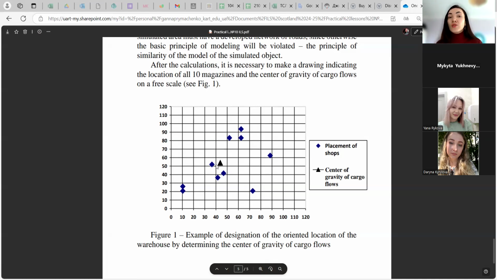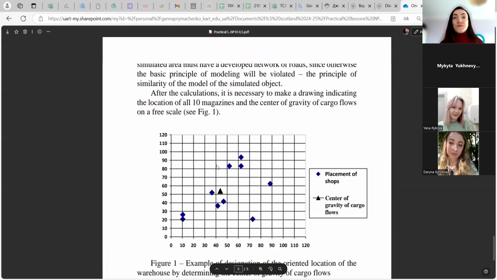And the triangle shows us where the center of gravity of cargo flows is. It is the best place for our warehouse, but if some geographic locations can't be useful for us, we find somewhere around this point where we can locate our warehouse or our distribution center in our tasks today. So we can do this in the end, and now let's come back to our formulas.